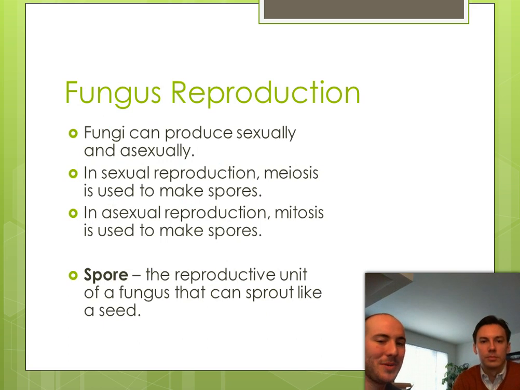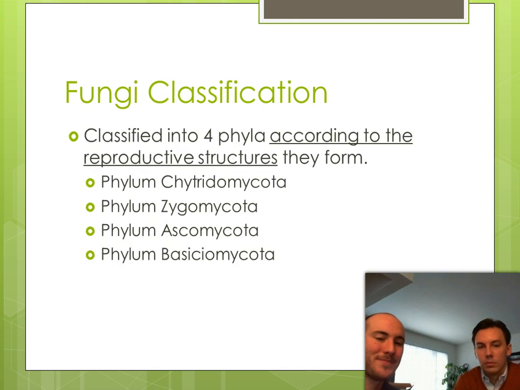So fungus can reproduce asexually and sexually. In sexual reproduction, they use meiosis. Asexually, they use mitosis. Now fungus use what's called a spore, and I've used this term in a few videos. A spore is just a small reproductive unit. It typically has thick cell walls, and it allows whatever the organism is to survive over long periods of time until conditions are right for that spore to grow later.